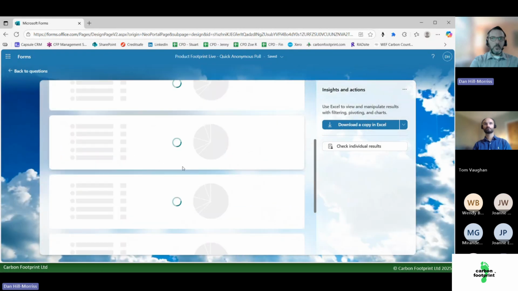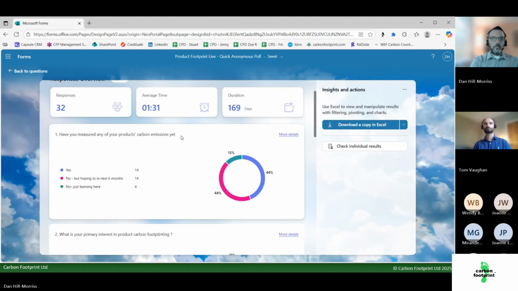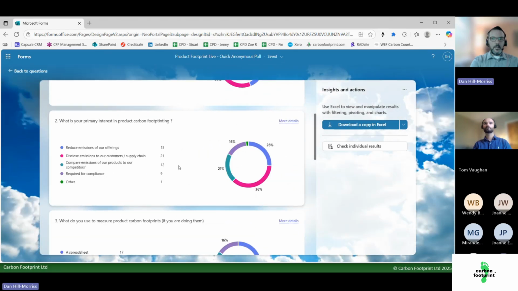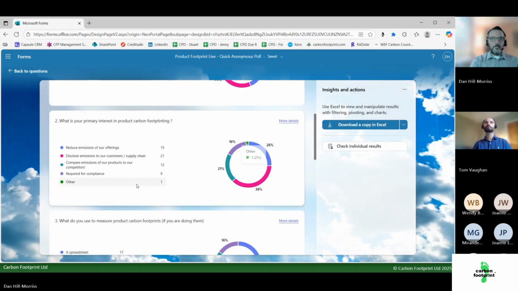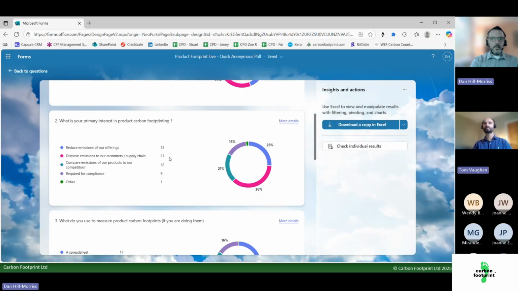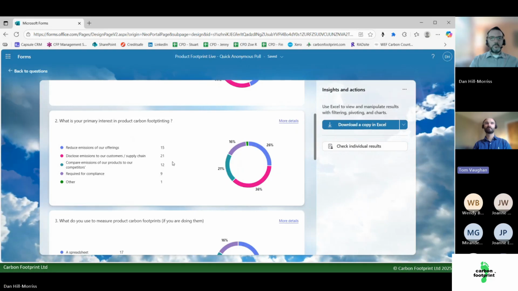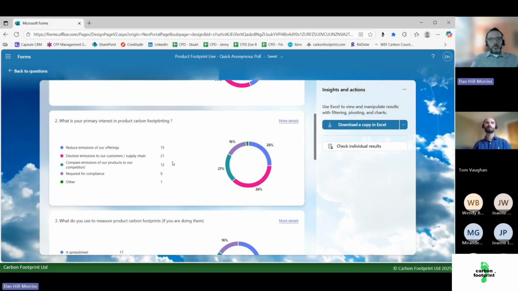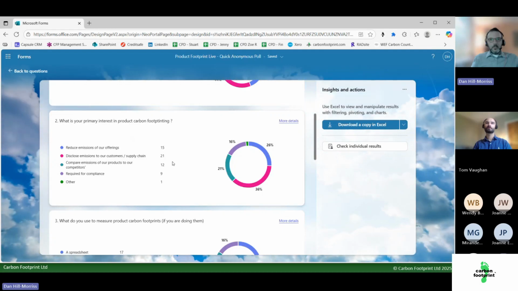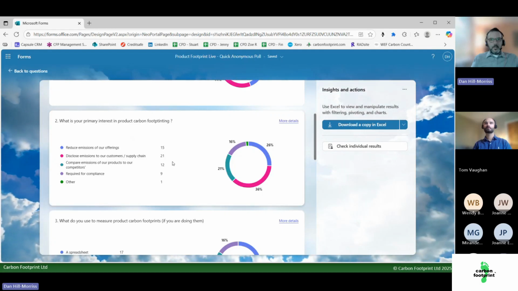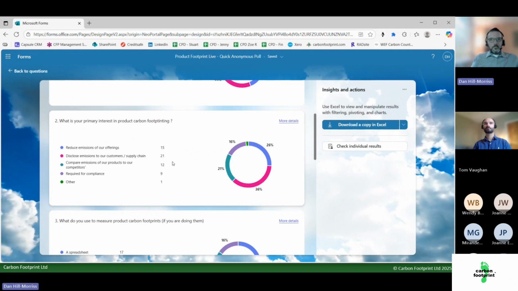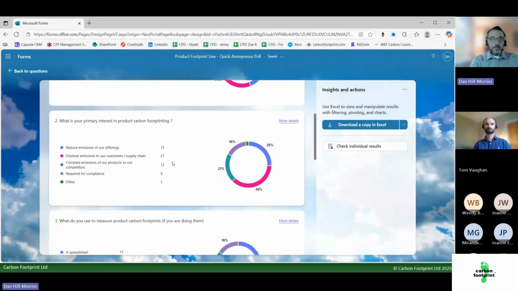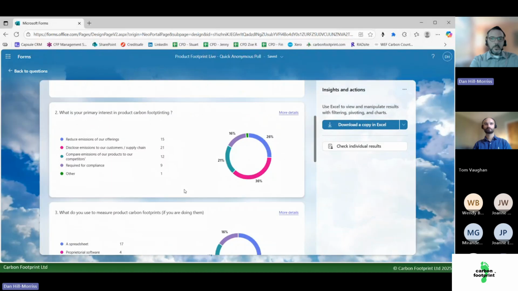Primary interest in carbon footprinting here. It's quite a spread. It's quite interesting. There's not just one reason. The disclosure to customers and supply chain is interesting, and we'll definitely be touching on that today and why that's important, and seeing some of the benefits of comparisons to competitors as well. So that's good.